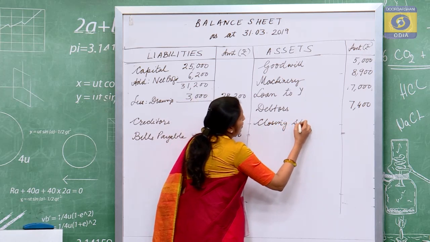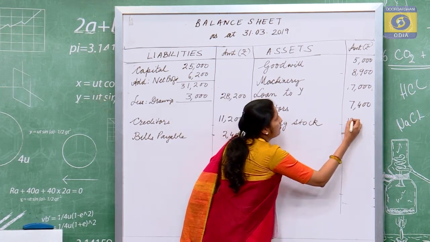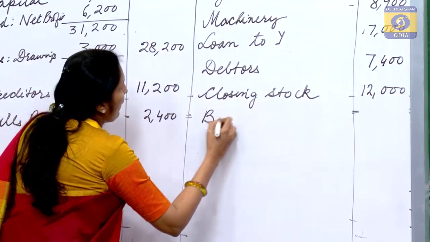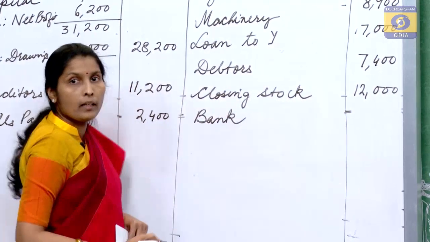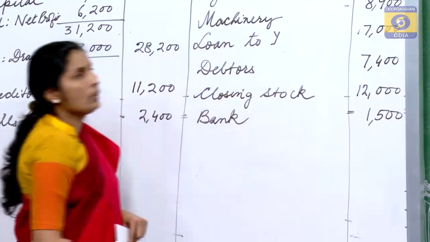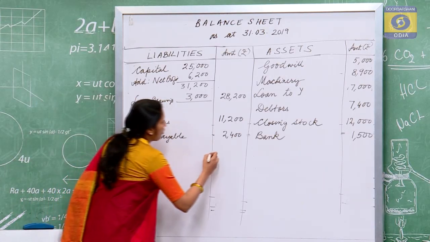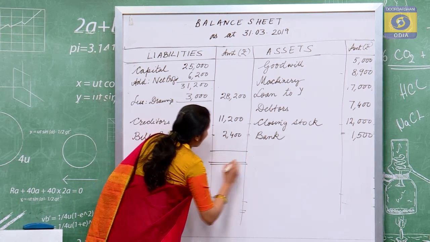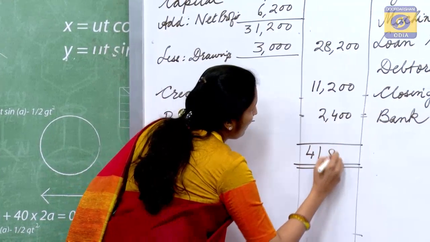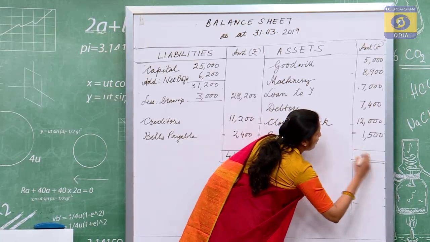So, closing stock on the asset side, the value of closing stock given to us is 12,000. And then lastly we will have bank. The bank balance or the cash at bank is 1,500. After all the items are posted on the liability side and the asset side, we will total both the sides. The total of the liability side is 41,800, and the total on the asset side as well is 41,800.